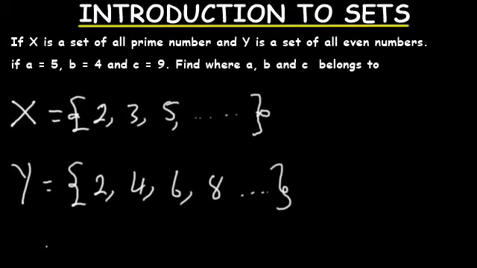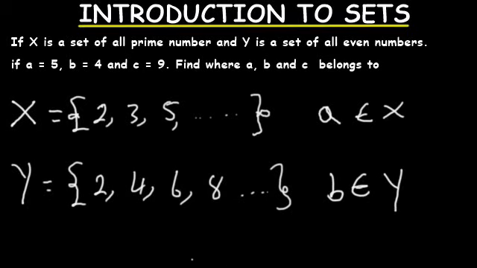Out of the two different sets given to us, where can we find element a? It turns out that element a can be found among the elements in set X. So therefore, we can write a ∈ X. For the next one, b equals 4. Where can we find 4? We can find 4 among the elements in set Y. So therefore, 4, which is b, is an element of set Y.